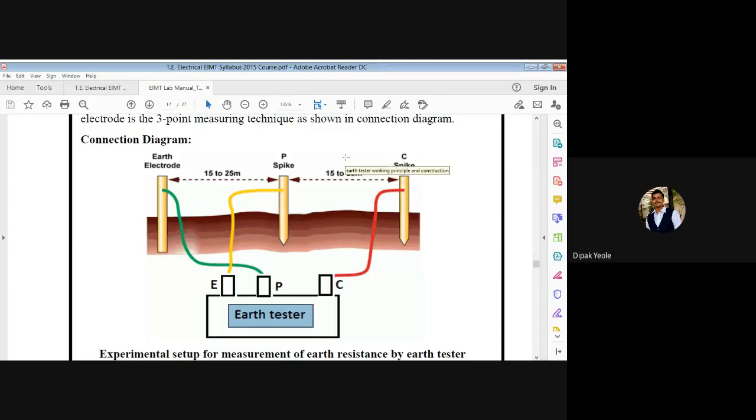Yes, and we know the formula of resistance. What is the formula of resistance? The voltage divided by current. Means application of voltage from this point and the current at this point which we get, it will get divided inside this earth tester and we will get the value of resistance of this particular earth. So this is the application, or you can say this is the working of this earth tester.